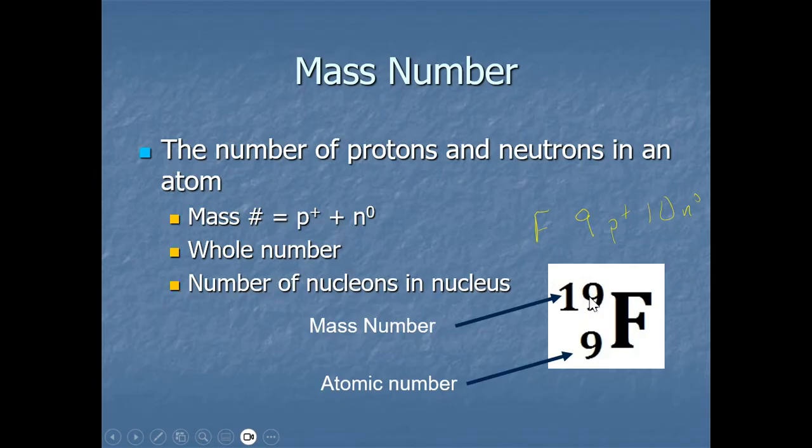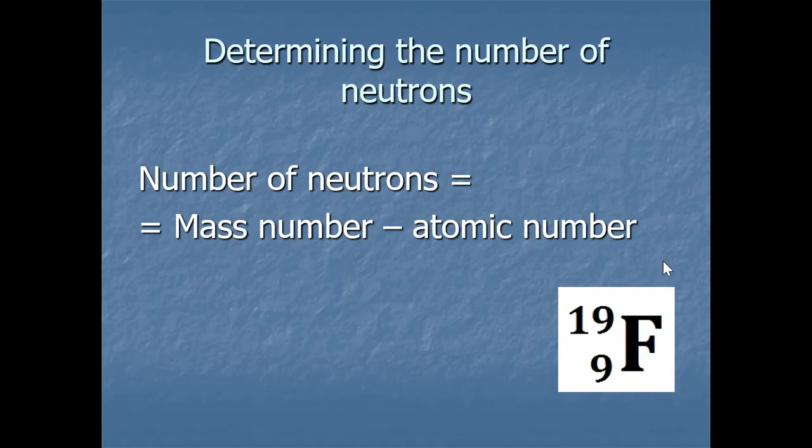Or you might call this particular atom fluorine 19, meaning it's the version of fluorine that has 19 things in its nucleus. To get the number of neutrons, you're simply going to take the mass number and subtract the lower number. So in this case, like I said, the number of neutrons here would be 10.